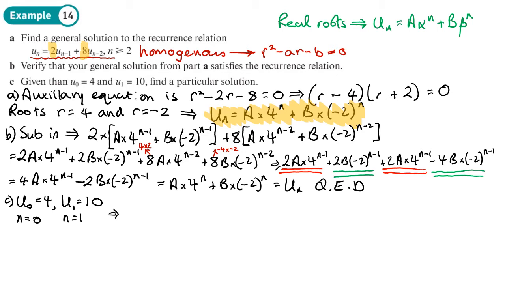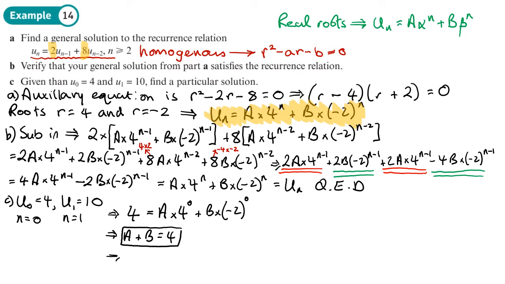So starting with u0, we will have 4 equals a times 4 to the power 0, because we're using u0, which means n equals 0, plus b times negative 2 to the power 0. Okay, so what that's going to give us is this equation, a plus b equals 4. So this is our first of our 2 equations.